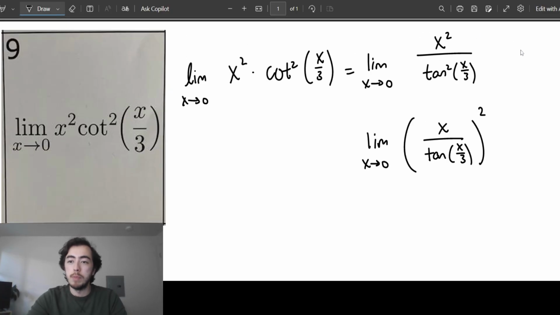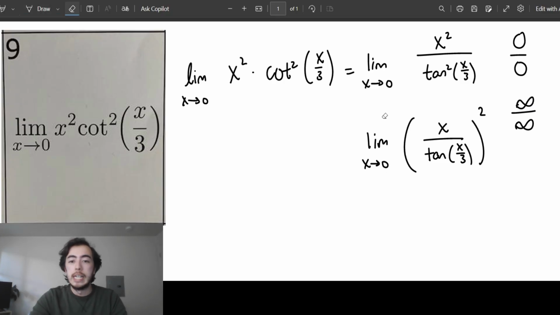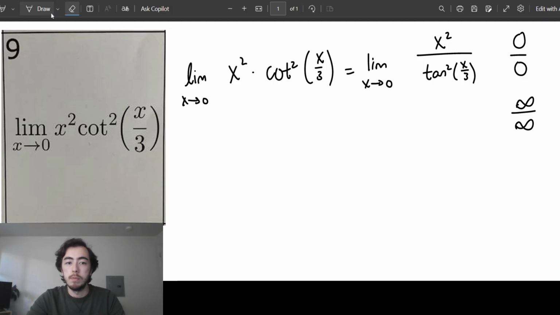When you're doing limits, basically when you try direct substitution and you get 0 over 0 or infinity over infinity, these scenarios, you need more advanced tools. And here, I'd like to use L'Hopital's rule, I think. I think that's the simplest way to do it.